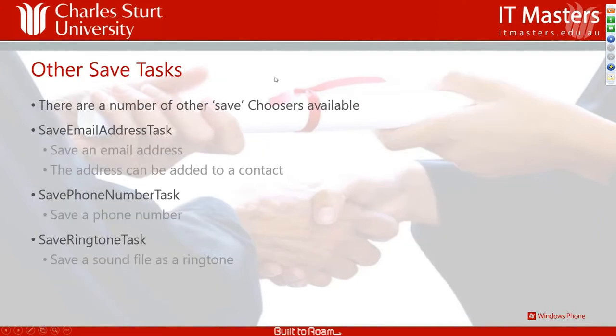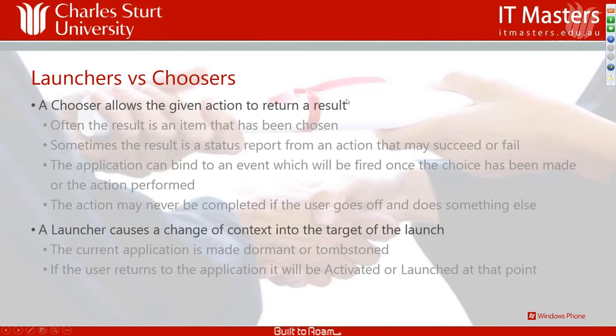There are a number of other tasks that are worth mentioning: save email tasks, save phone number tasks, and save ringtone tasks. These are all choosers as they return data back to the application. Just reiterating the difference between a launcher and a chooser: a chooser, when it completes, will return data back to the application, whereas a launcher will not.